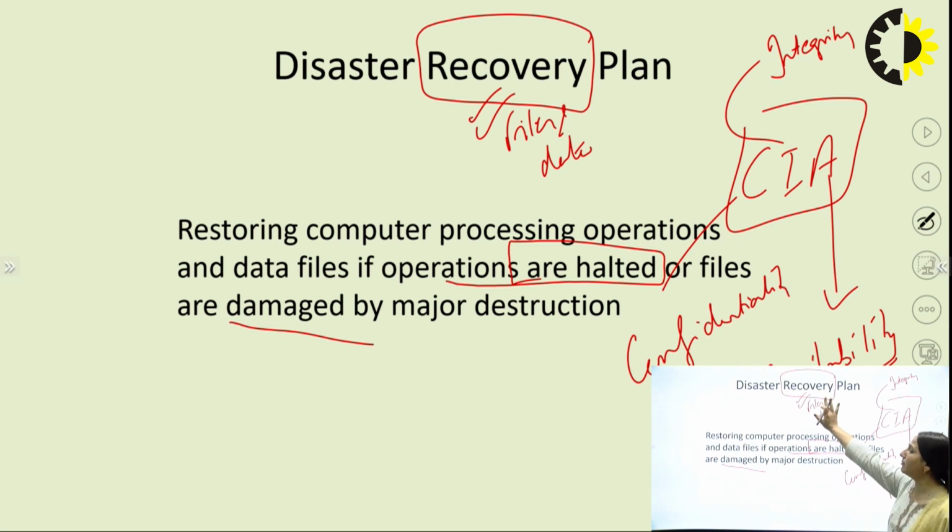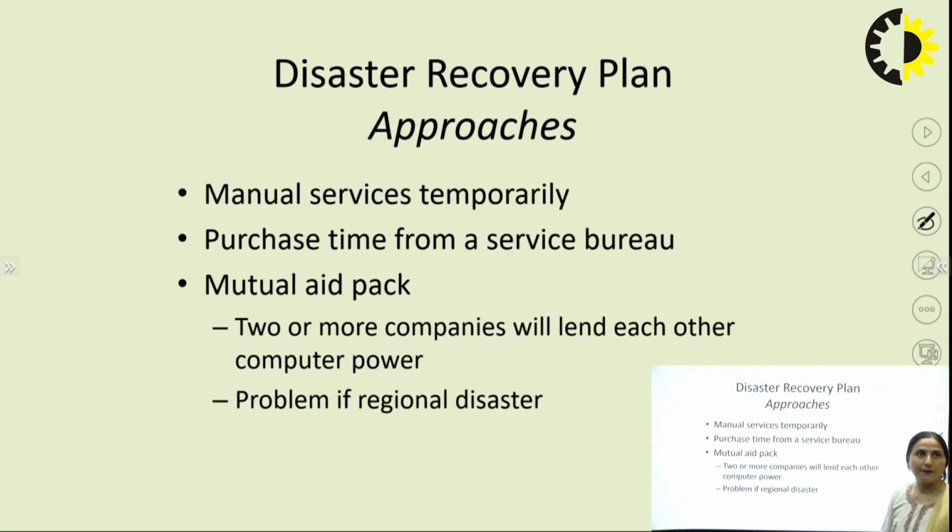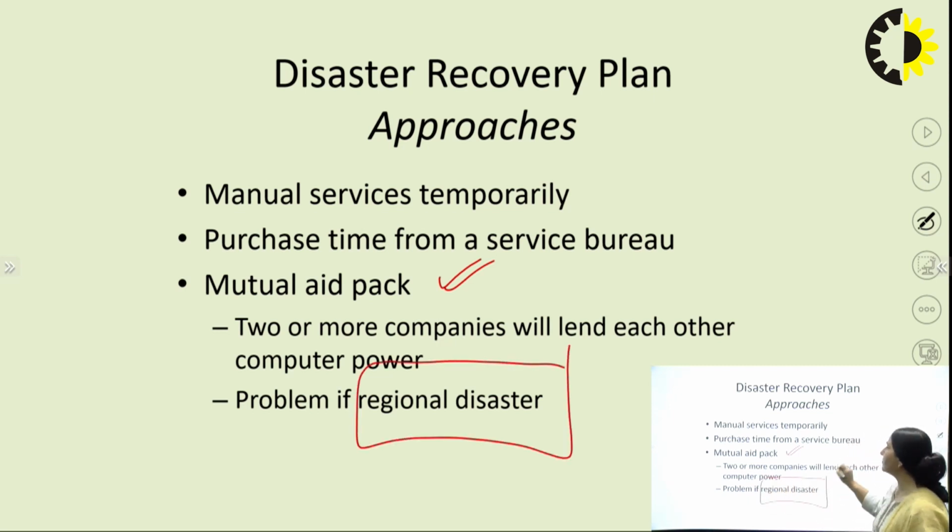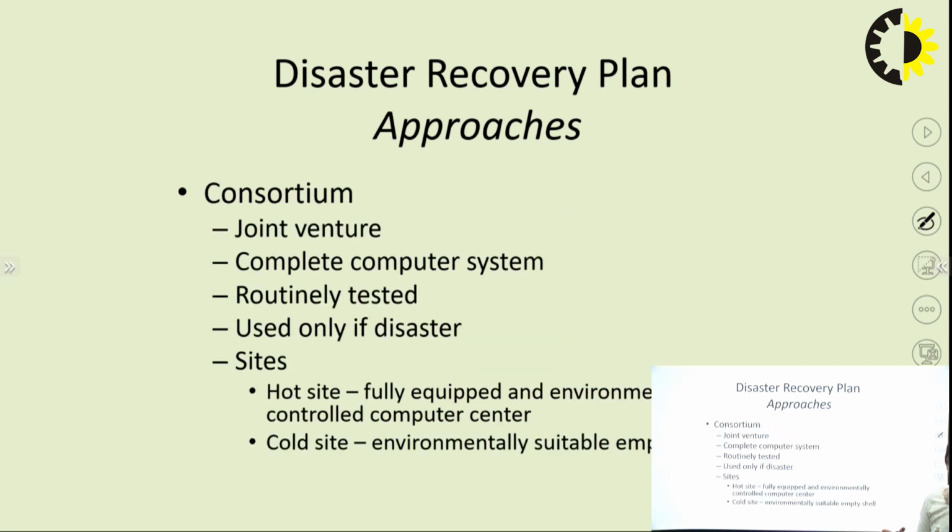So, the ways with the help of which we'll be able to recover the data. Then comes the approach. So what is the approach? They can be manual services temporarily, purchase time from a service bureau, and mutual aid pact. What is this? Two or more companies will lend each other computer power. The problem is a regional disaster. There can be a type of problem which generally occurs when a regional disaster happens. So what needs to be done? There can be two companies, and with the help of this mutual aid pact, they lend each other computer power. So we'll be able to recover if any type of issue occurs.